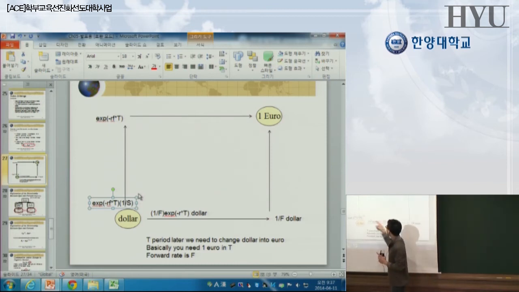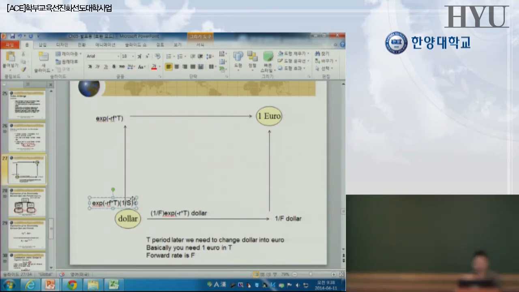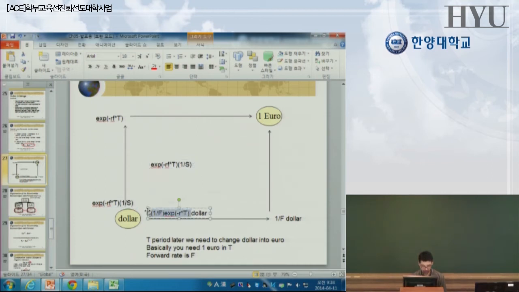If this is higher than this one, then no one will invest in this one. You will use the smaller money to make 1 euro. If this is higher than this one, then everyone wants to take this route. Therefore, they should be equal, right? Because they are equal, we put F over here, then we put S over here.